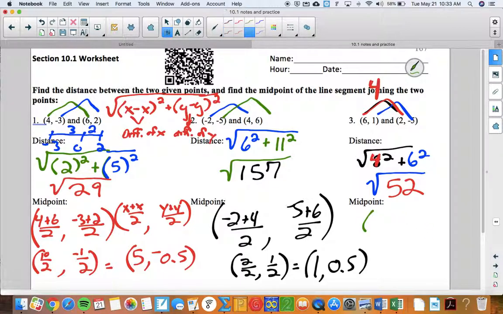Alrighty, let's do the averages to find the midpoint. So we'll add the x's and divide by 2, and we'll add the y's and divide by 2. So we get 8 over 2, which is 4, and we get negative 4 over 2, which is negative 2. There we are.